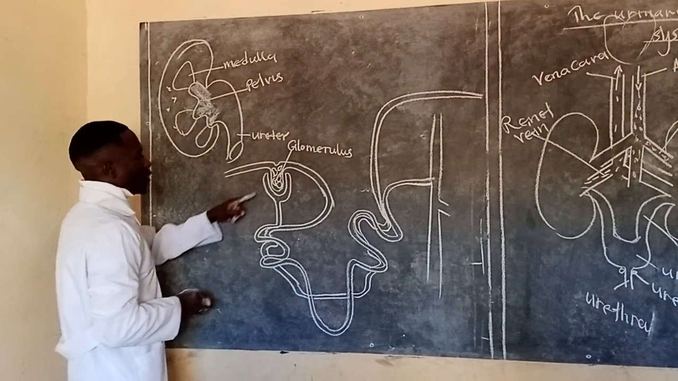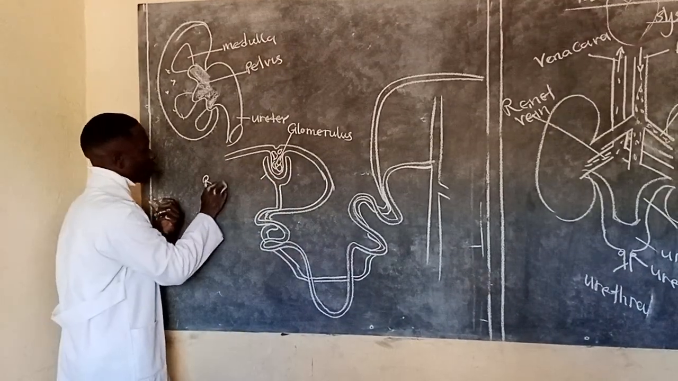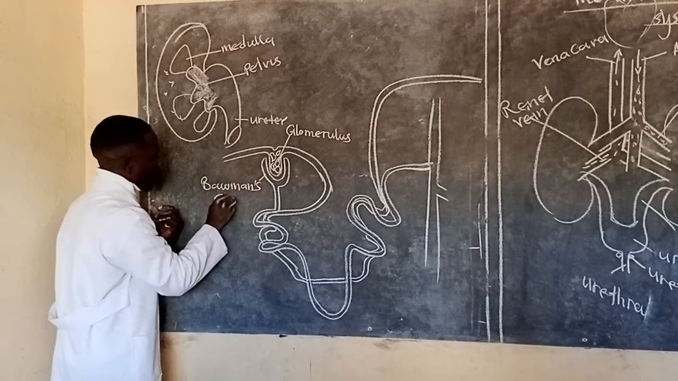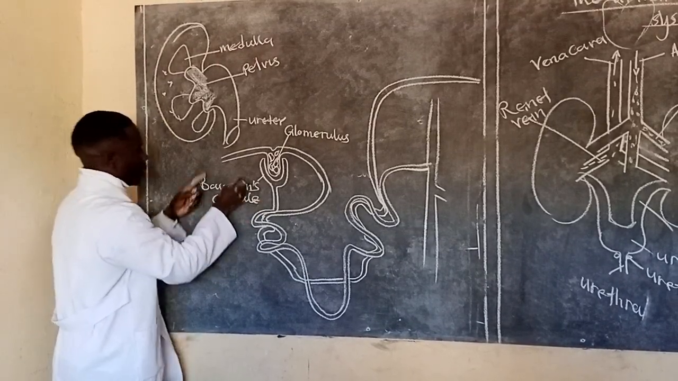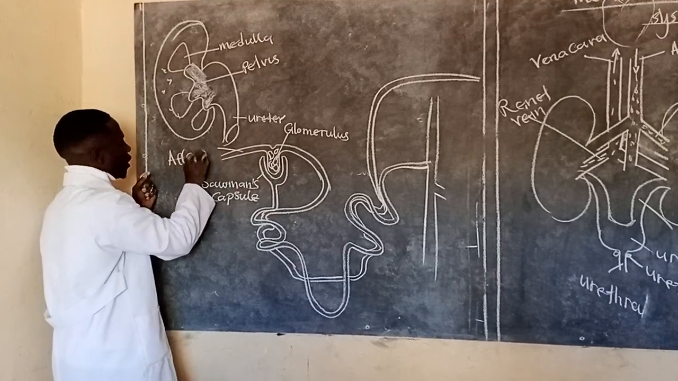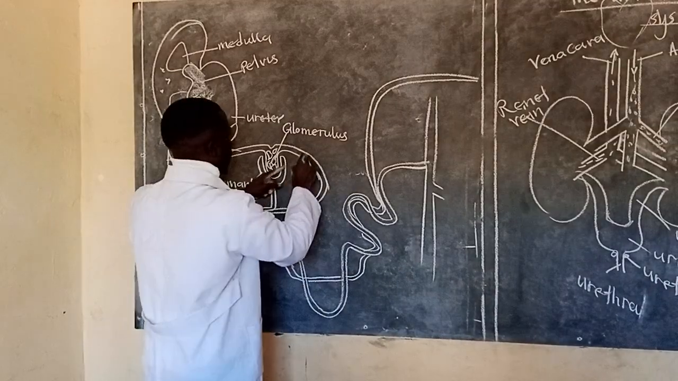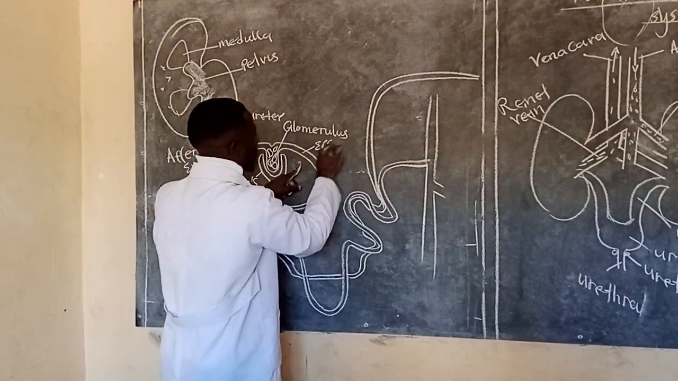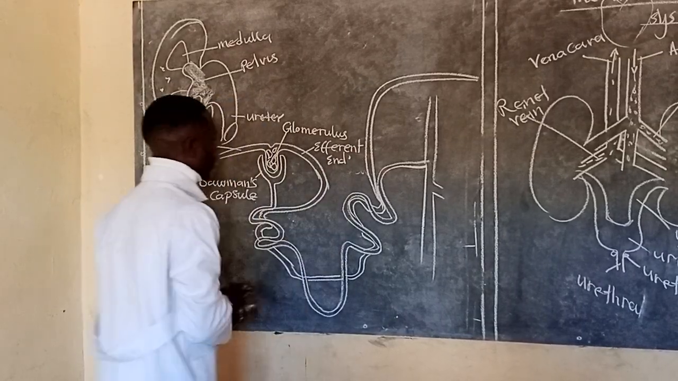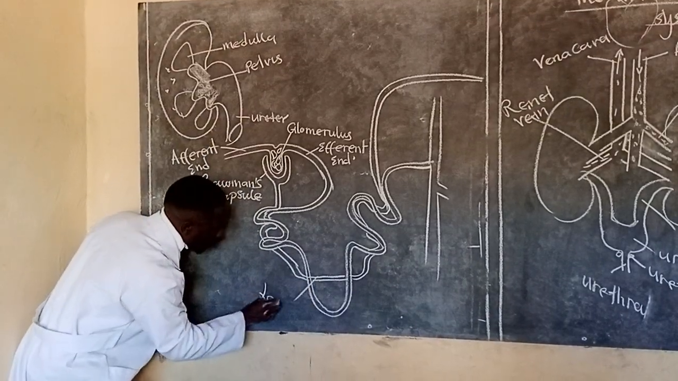Then this structure here, the cup-like one, is called the Bowman's capsule. Then this one here is what we call the afferent end. And this one here is called the efferent end.